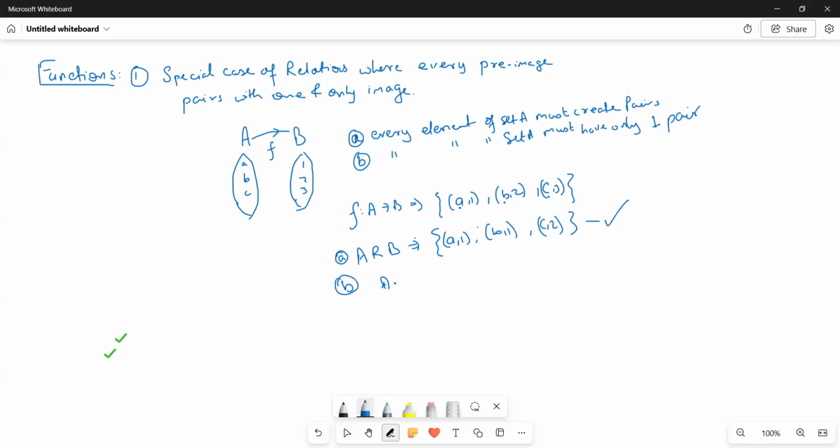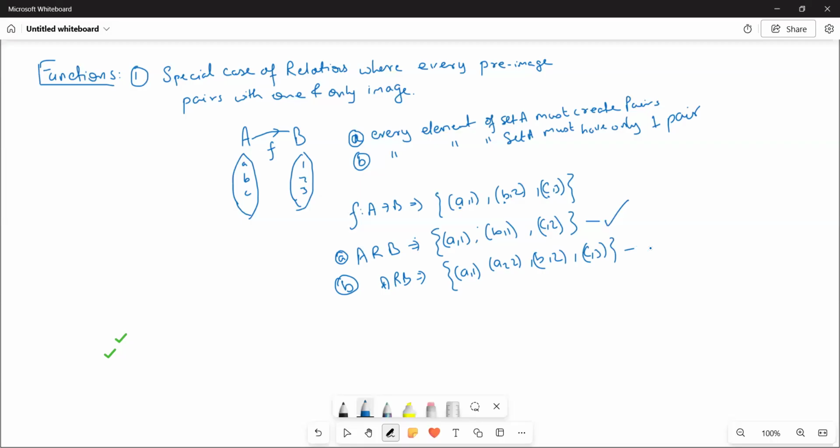अच्छा. Suppose we have something like this. A R B is defined as (A, 1), (A, 2), (B, 2), (C, 3). Is this a relation or a function? Is this a valid function? No, sir. This is not a function. Why is this not a function? Because A के लिए we have two pairs. A is creating two pairs. ठीक है? Function नहीं होगा.